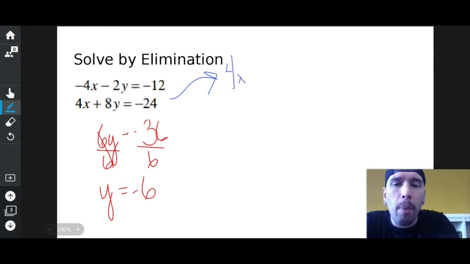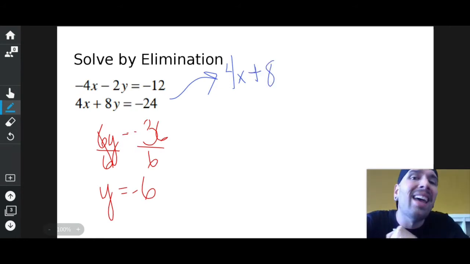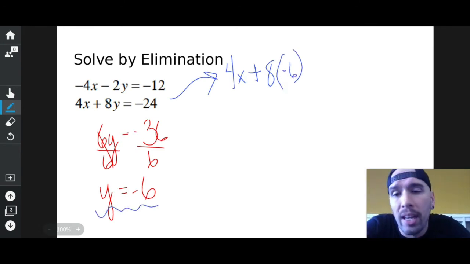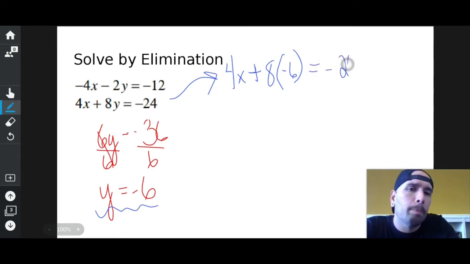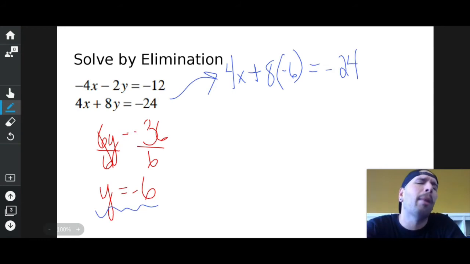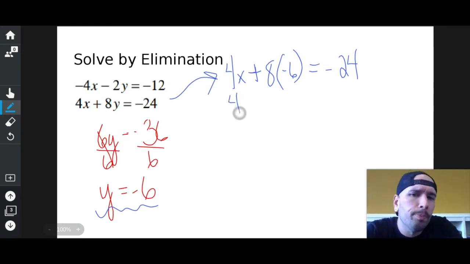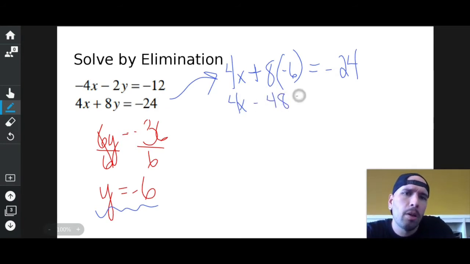So I'm rewriting the bottom equation, positive 4x plus 8y, but I now know that y is actually negative 6. So I'm going to replace y with negative 6 because I solved the fact that y was negative 6. And I'm going to finish rewriting the bottom equation. This is the part that might take a little bit, but not really. 8 times negative 6 is negative 48. That's going to equal negative 24.